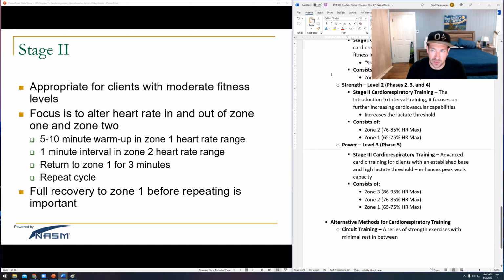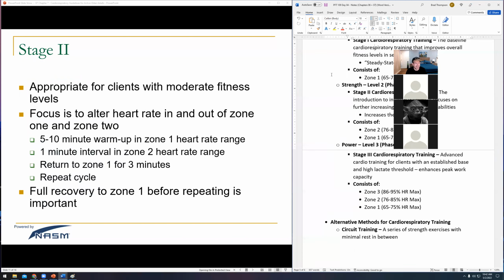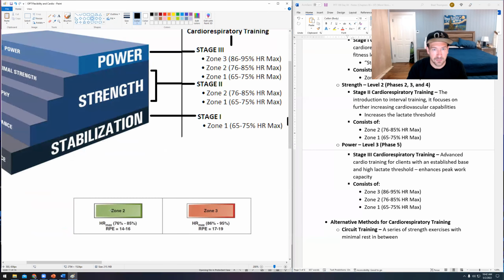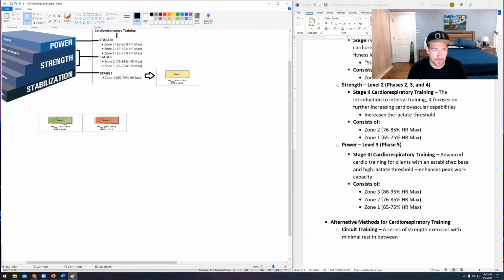It's interval training. Now you might be thinking, I thought interval training was like full on sprinting. That is high intensity interval training. This is more like medium intensity interval training. Okay. So my client in stage 2 is gonna get zone 2.